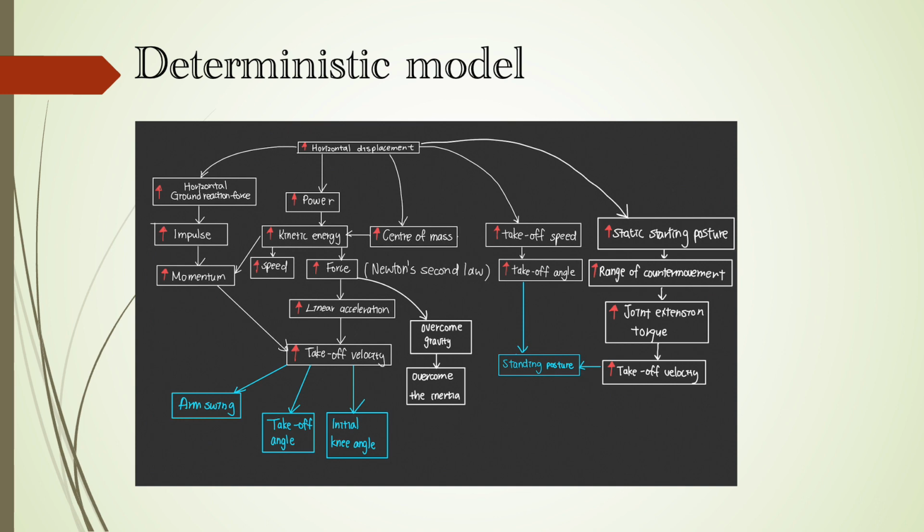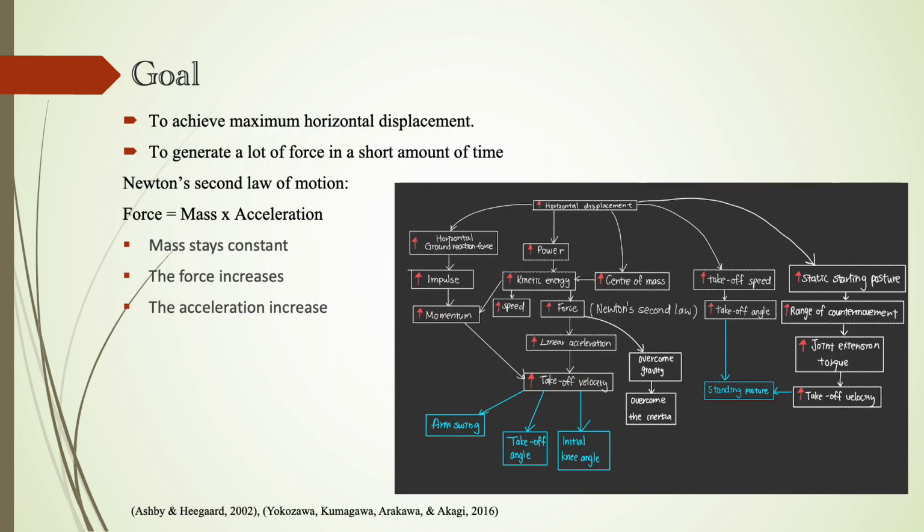This is the deterministic model of standing long jump. The goal in standing long jump is to achieve maximum horizontal displacement. That means in order to achieve a powerful jump, you need to jump from a standing start with maximum effort, and you are also using the muscles in your lower body to generate as much force as possible in a very short amount of time.